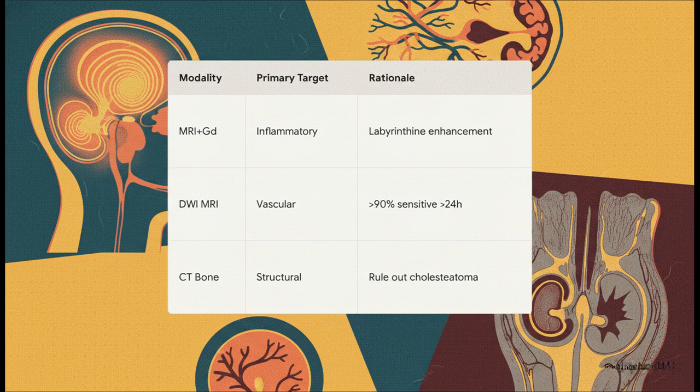It beautifully visualizes labyrinthine enhancement on a post-contrast T1 scan, proving the breakdown of the blood-labyrinth barrier. Then you have your DWI MRI, which is your main weapon against vascular mimics. It's highly sensitive for posterior fossa strokes. Lastly, a CT of the temporal bone is your second-line structural check. You'd use this to rule out things like an erosive cholesteatoma or bony labyrinthine anomalies.